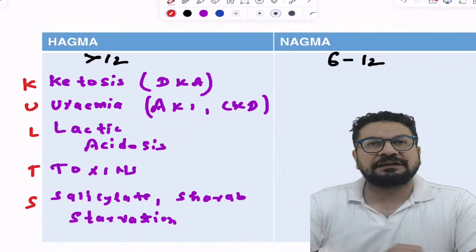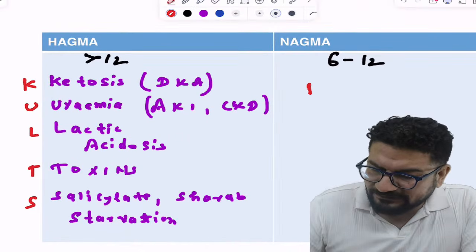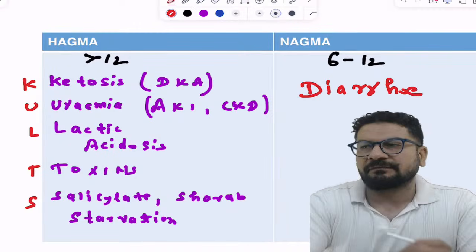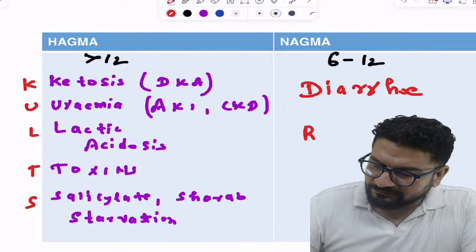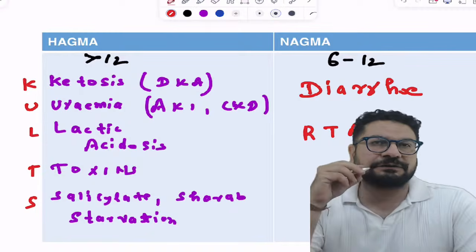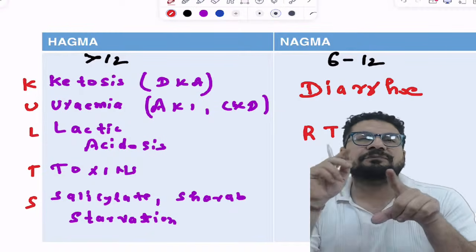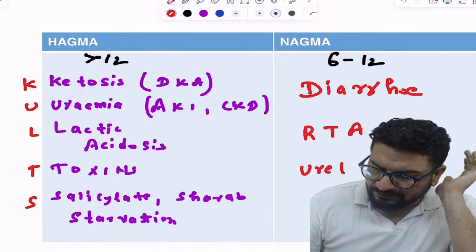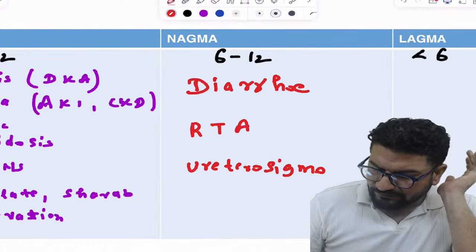Now try to understand this thing, NAGMA. They ask you NAGMA where you can see this in diarrhea. In a patient who is having diarrhea. In a patient who is having RTA, means renal tubular acidosis. All the types of RTA, like be it type 1, type 2, type 4, all types of RTA. And you can see this in ureterosigmoidoscopy.